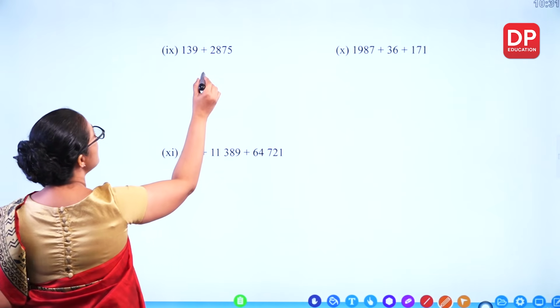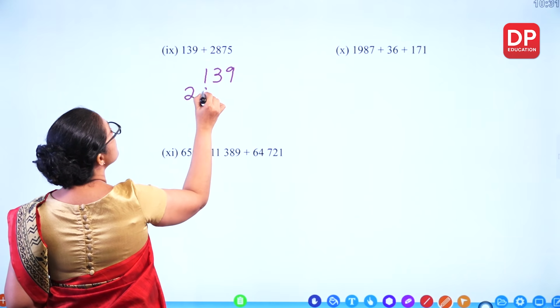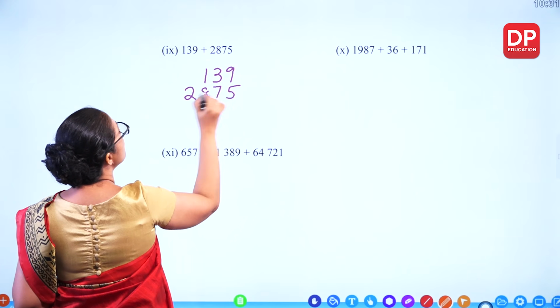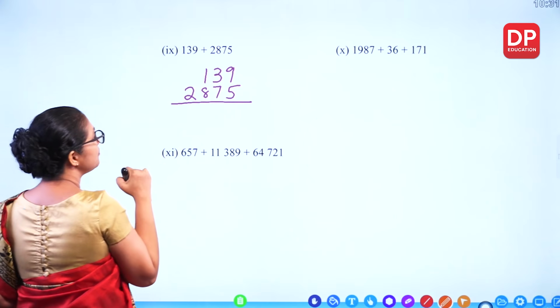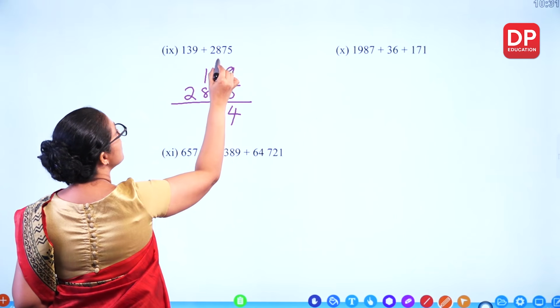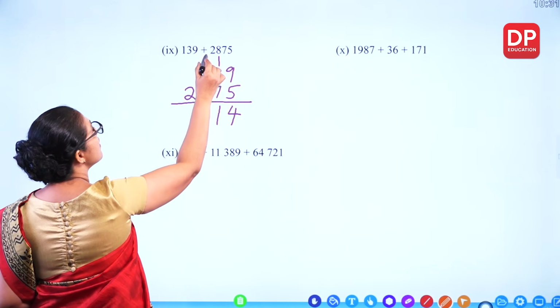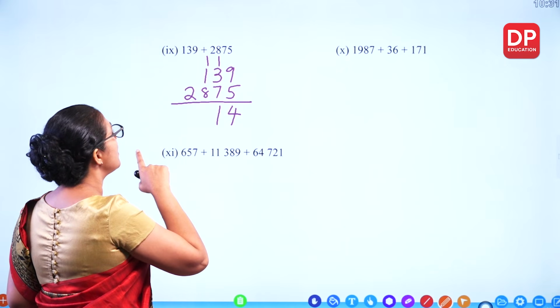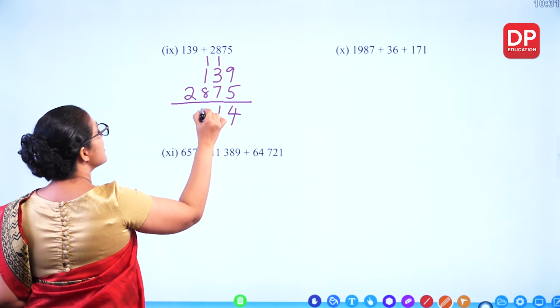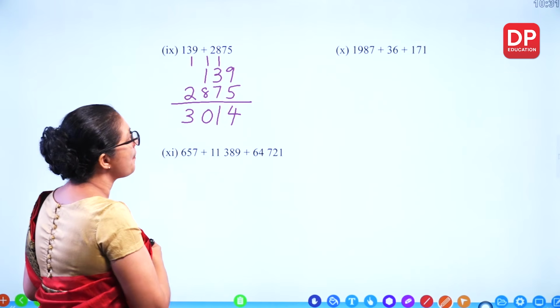Some more addition. 139. So 2875. So you have to write in a column. 9 plus 5, 14. 1, you take it there. So 10 plus 1, 11. 1, take it there. 8 plus 1, 9. 9 plus 1, 10. So 1 here, 2 plus 1, you get 3.